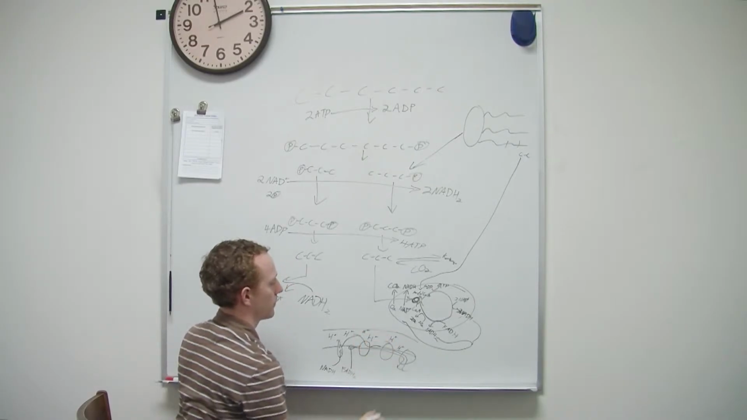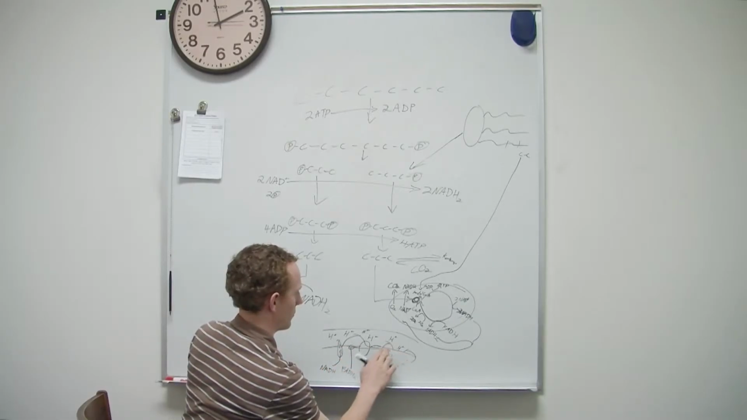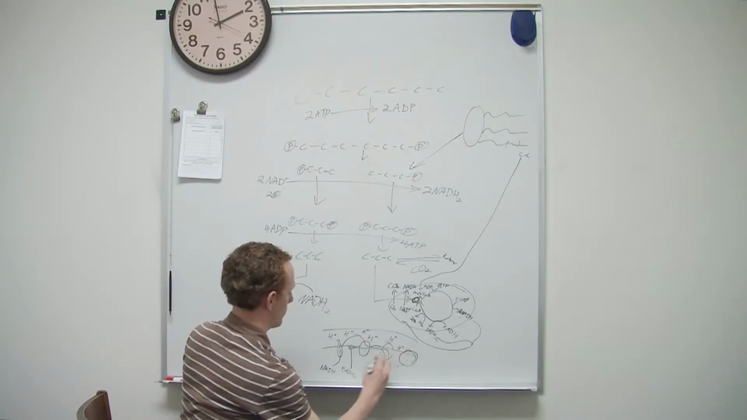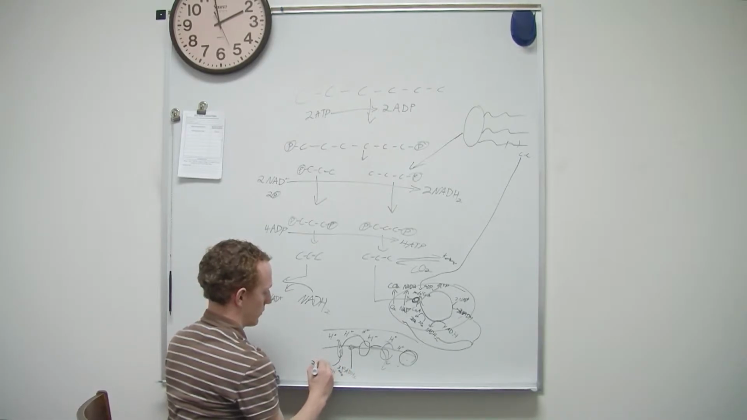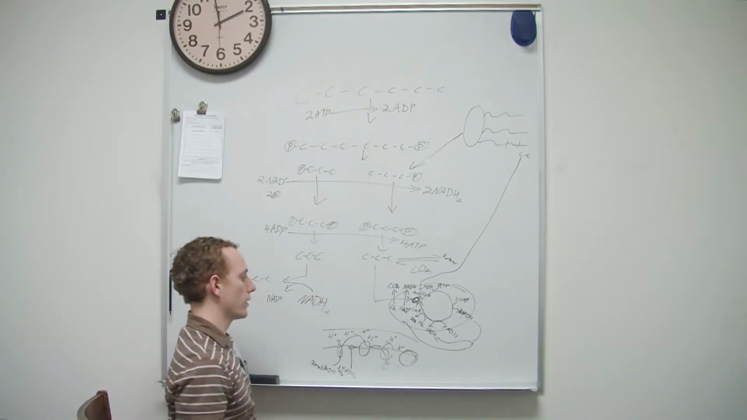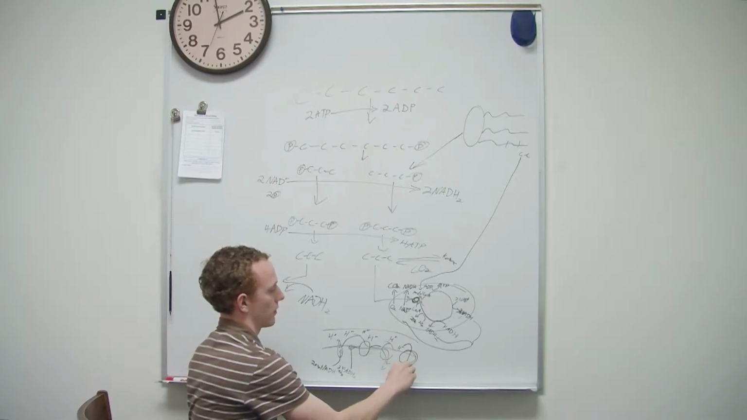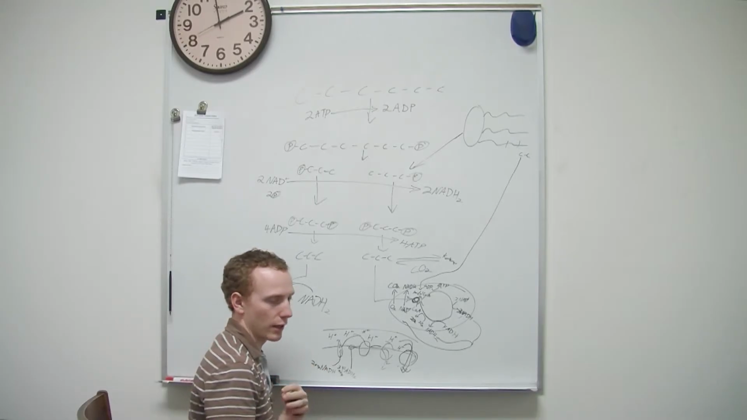Okay, so per NADH you produce 3 ATP, and for an FADH you produce 2 ATP. And what is this thing? That is the ATPase. Cool. And they talked about kind of how it makes it.